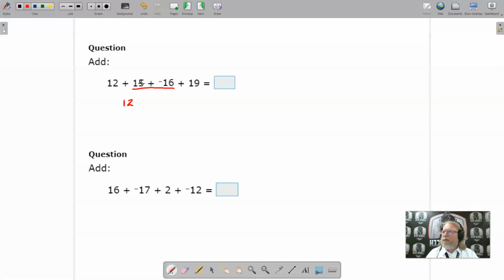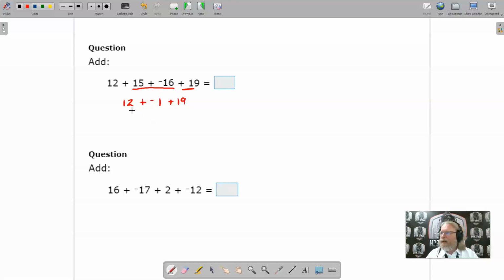So I have 2 different signs. The absolute value of 15 is going to be less than the absolute value of 16. So that's going to be a negative. So plus a negative. And 16 minus 15 is 1. Now let's bring down the plus 19.